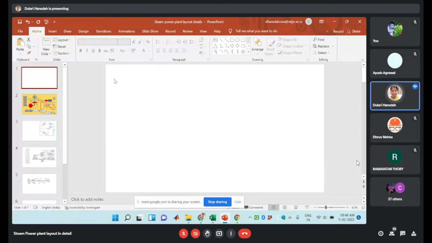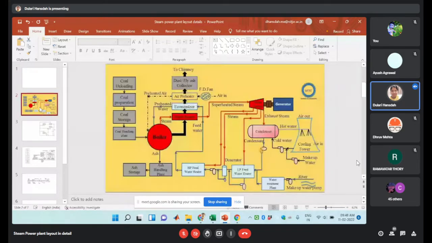Okay, so we are going to discuss the steam power plant layout. During the introduction class, I have shown you the layout of the steam power plant. Again, I'm going to show that layout of the modern steam power plant. Here you will have the different circuits, and the details of those four circuits we are going to discuss.